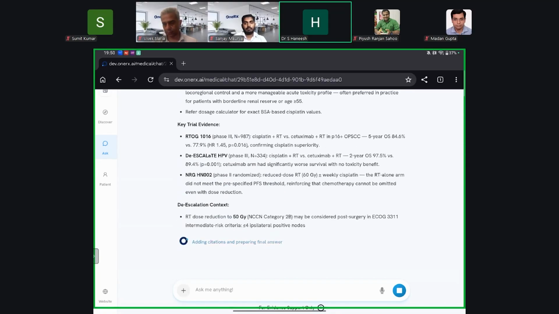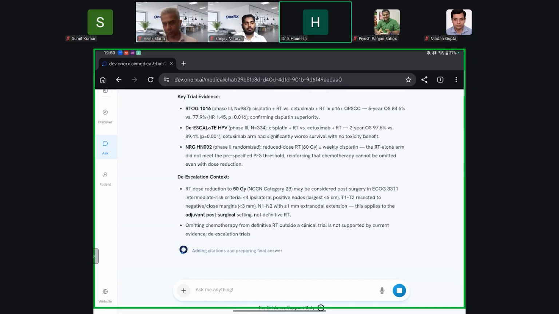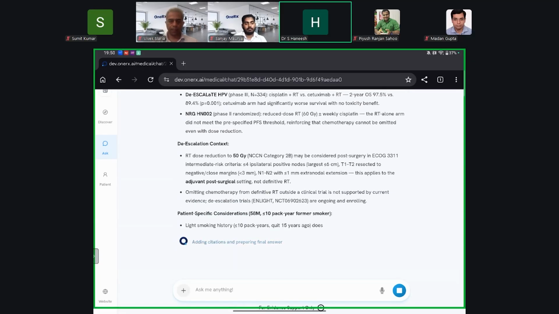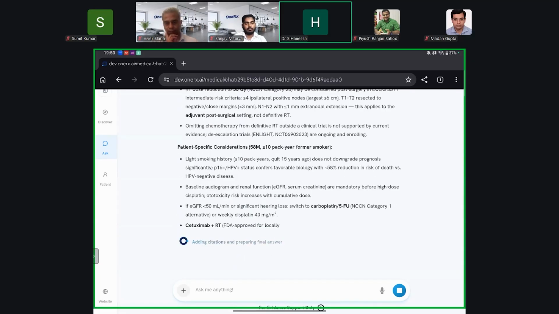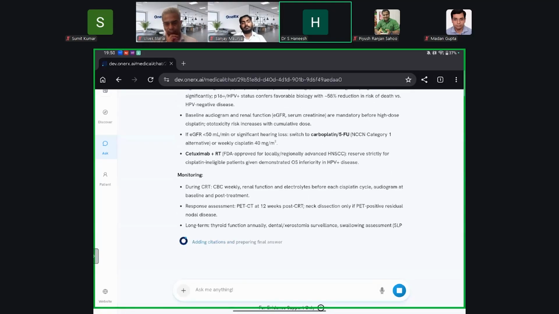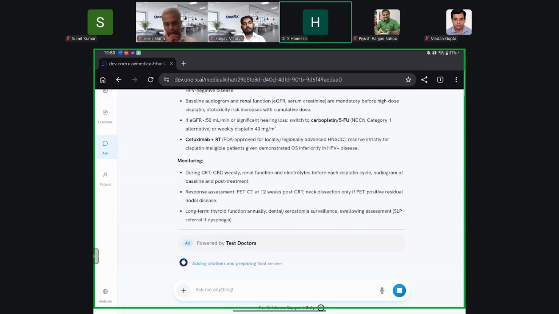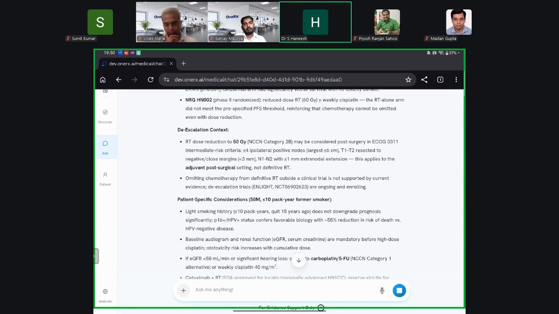So whenever you ask a question, it first picks from the meta-analysis, then it goes for the randomized controlled trials, then cohort studies, case studies. Based on these parameters, we will get the reference links as well as the citations for supporting the answer.